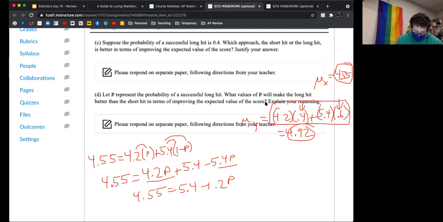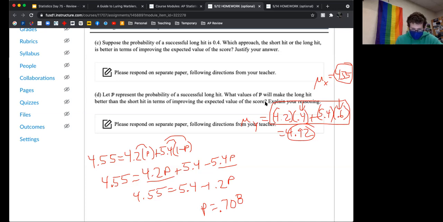So what I got for P is 0.708. So this is the probability of making the long shot that you would have to be able to get in order to even justify going for it over the short one. Okay.